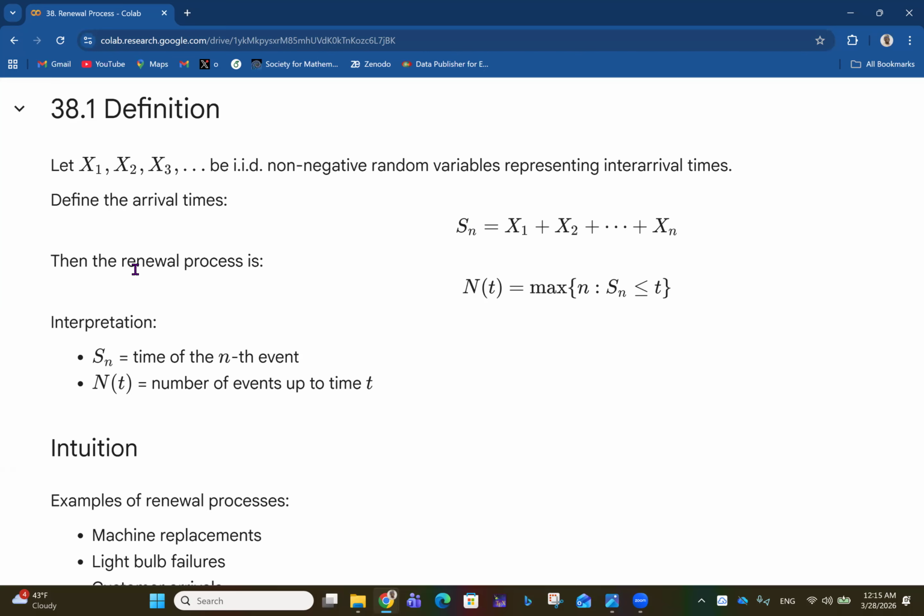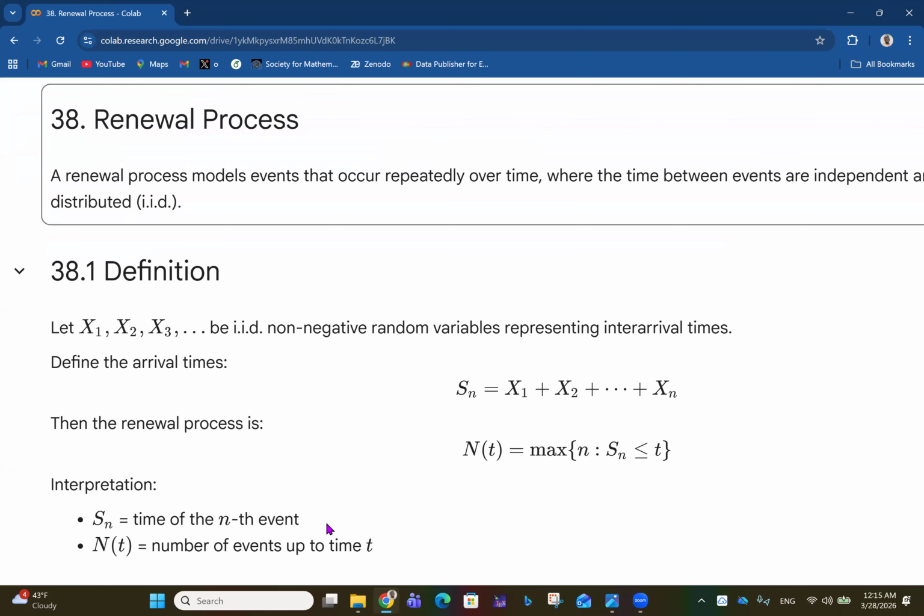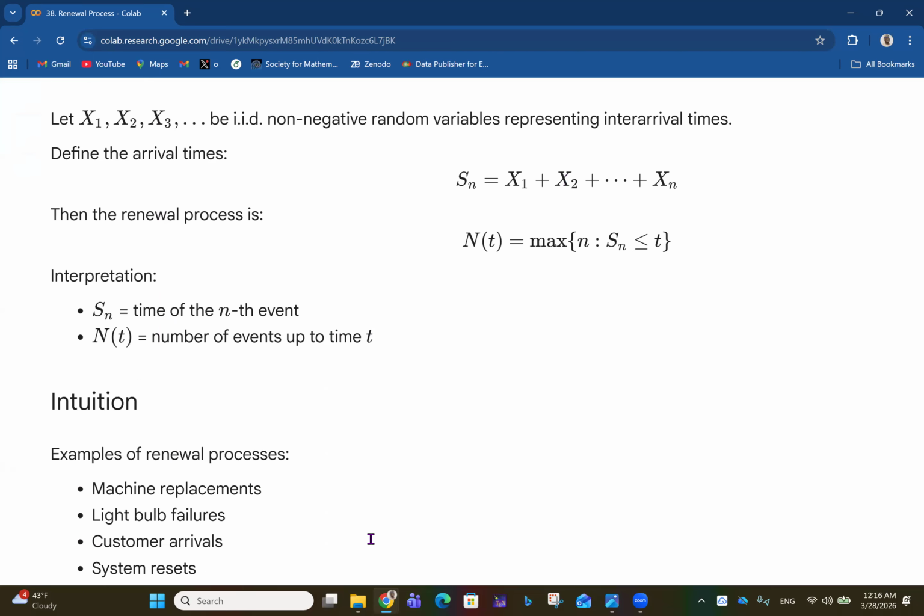Then we say that the renewal process is N(t), the number of arrivals, or number of events, whatever it is you're considering, and that is the maximum collection of n such that Sn is less than or equal to t. The interpretation of this is that Sn is the time of the nth event. The first event is X1, the second event is X1 plus X2, the third event is X1 plus X2 plus X3, and so on. Then N(t) is the number of events up to time t. Maybe it's number of arrivals, number of calls, or whatever else you might be considering.